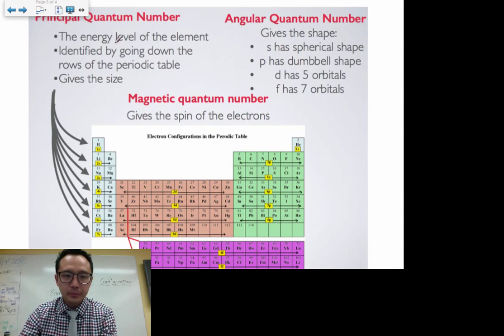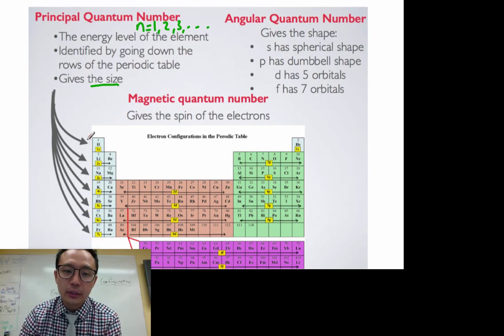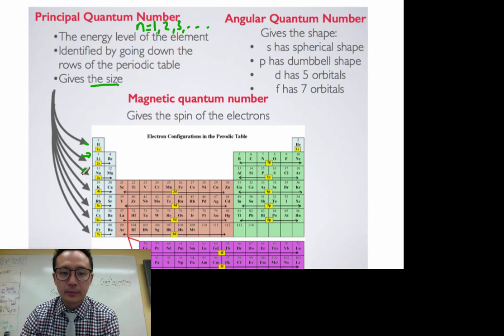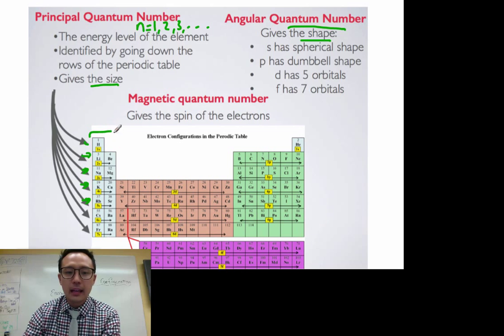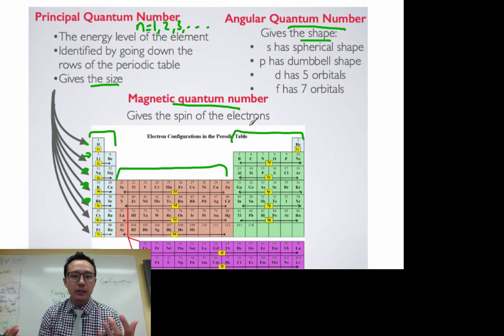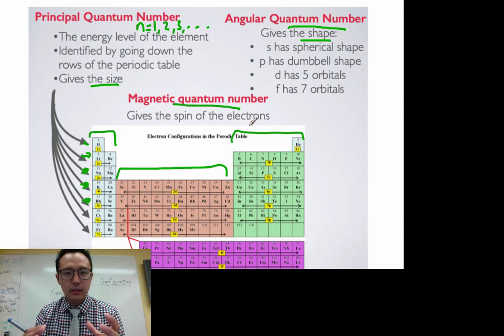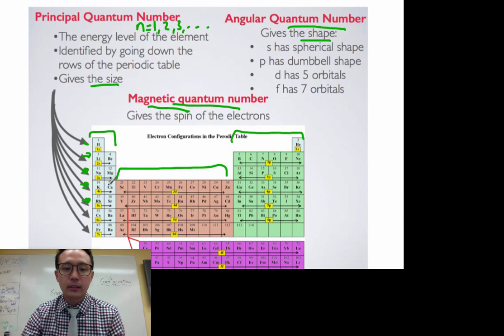If you look at this one, the principal quantum number, that's your n equal to 1, 2, 3, etc. This gives you the size, and that's how you determine the size as you go down the periodic table. The next one is the angular quantum number. That's your sublevel, that's your l. That tells you the shape. This is the S shape, this is the P shapes, this is the D shapes, and so on for the F. And the magnetic quantum number tells you the spin. In Pauli's exclusion rule, in order to have 2 electrons found in the same region of space, the spins of the electrons have to be opposite in order for them to exist together. So that's your magnetic quantum number.